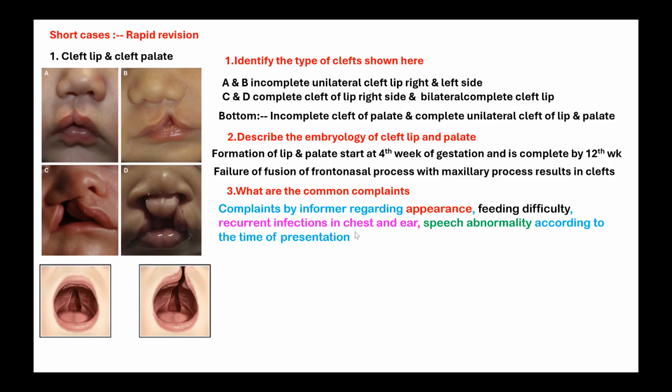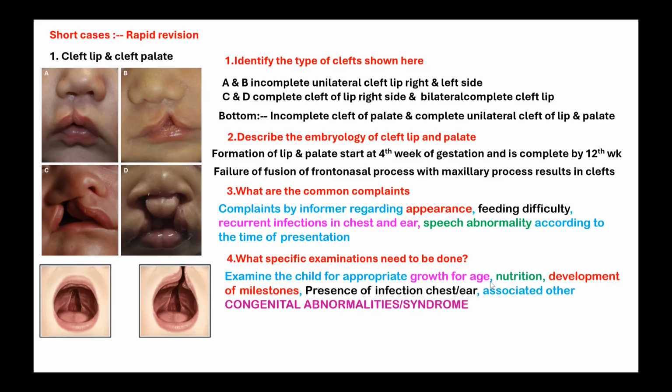What specific examination needs to be done? In all cases of congenital deformity, first and foremost, in the clinical examination, look for other congenital anomalies. Examine the child for appropriate age, growth and development. Look for other congenital abnormalities or whether this is a syndromic cleft. That is the thing that examiners always expect.